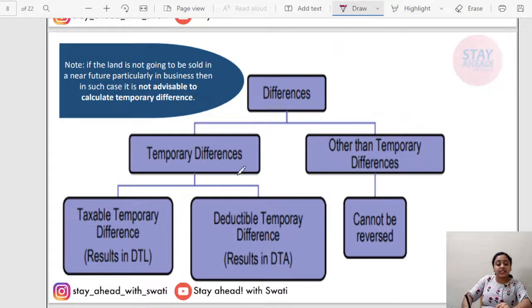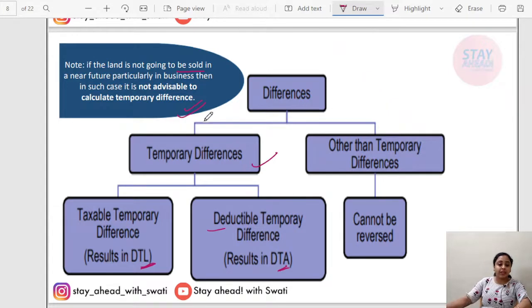Next, the differences. If it is a temporary difference, it will give rise to either DTL or DTA. If deductible, then DTA. If taxable, then DTL. Other than temporary differences, you do not have to record anything. You do not need to reverse out anything. For example, a note is given: if the land is not going to be sold in the near future, and particularly in business, then in such a case, it is not advisable to calculate temporary differences.